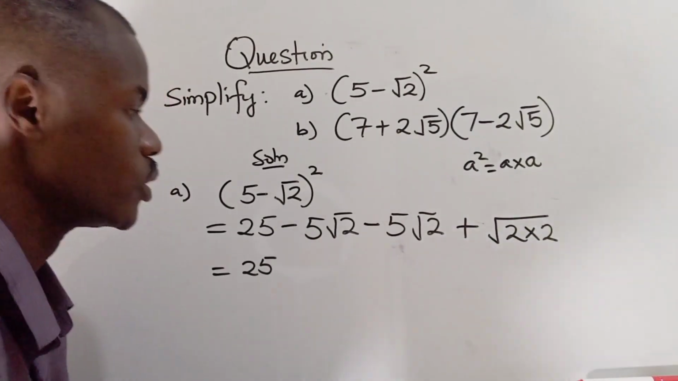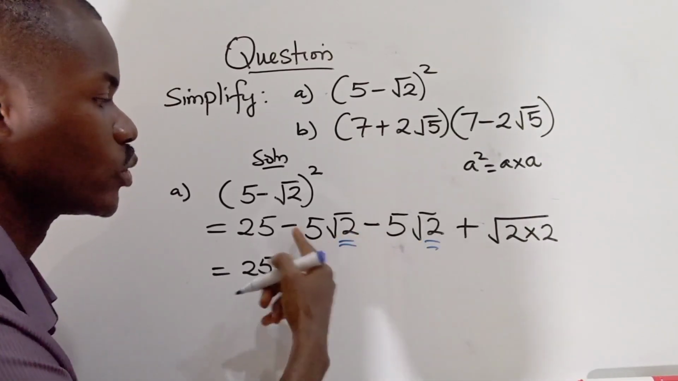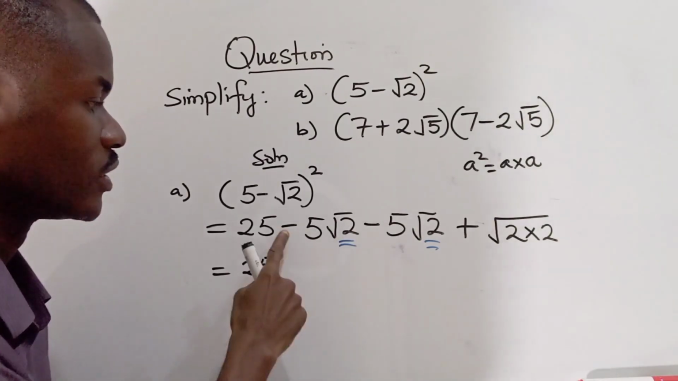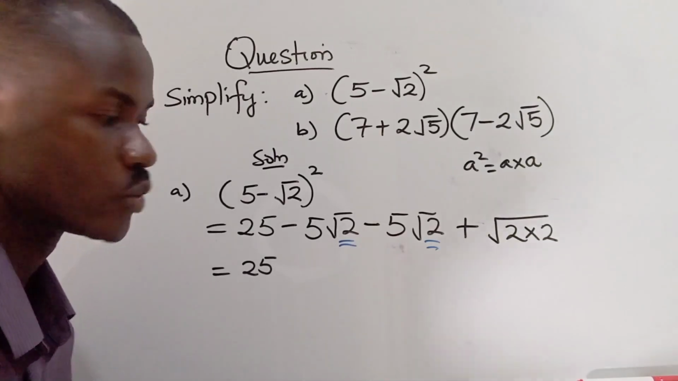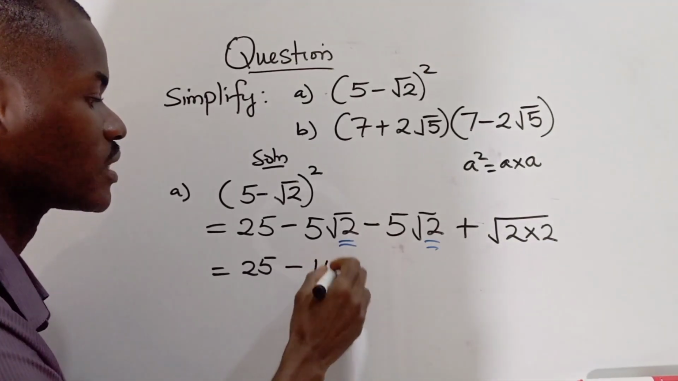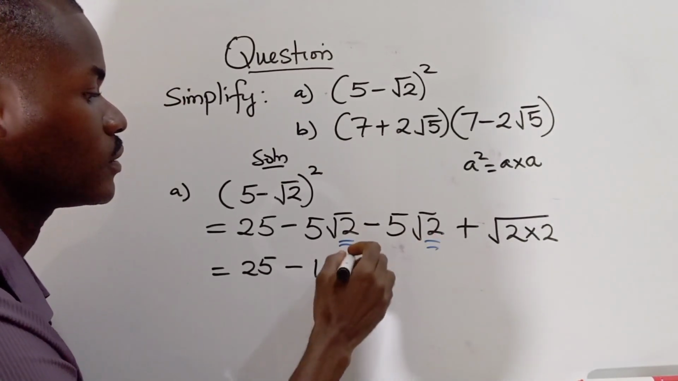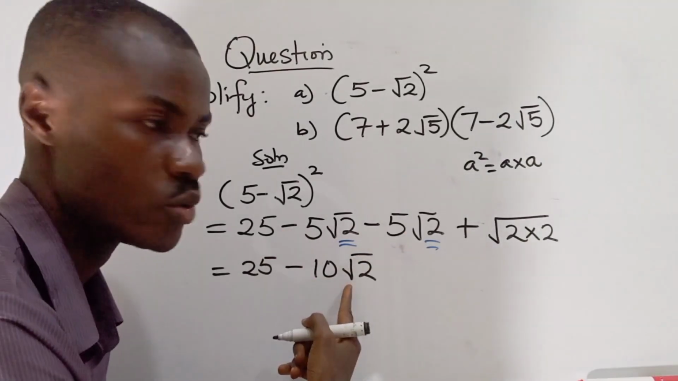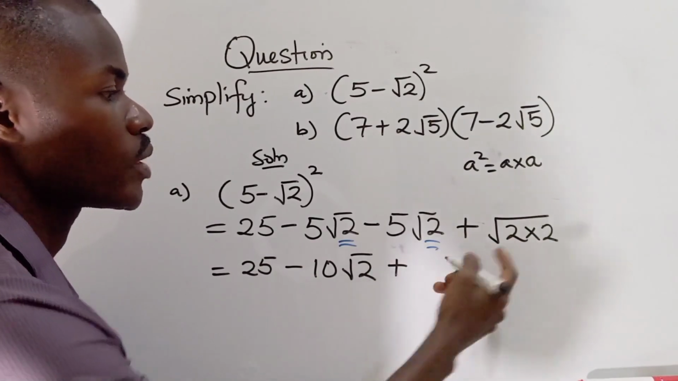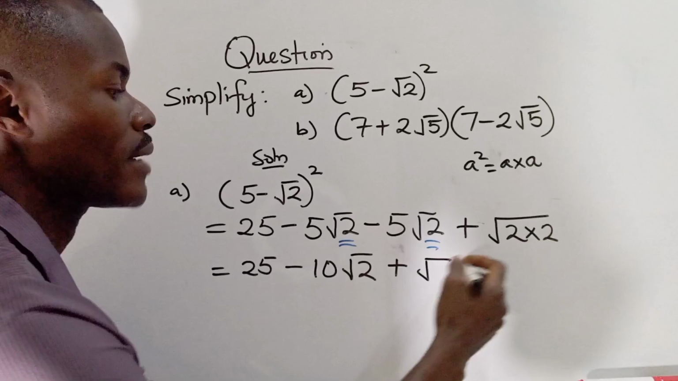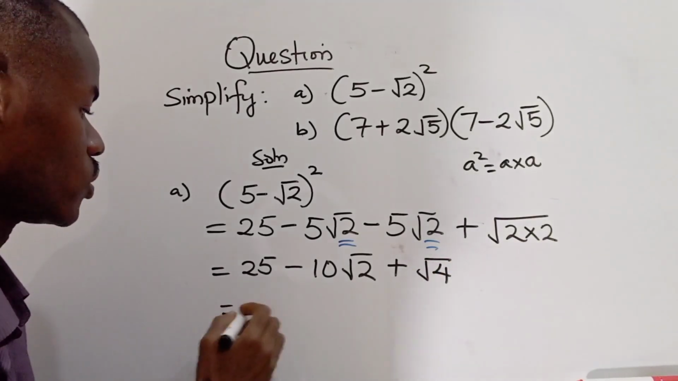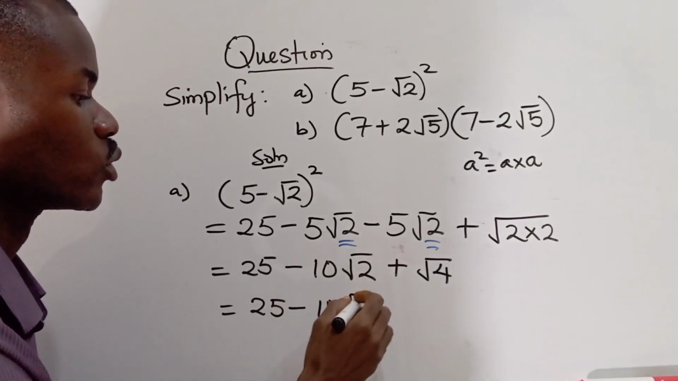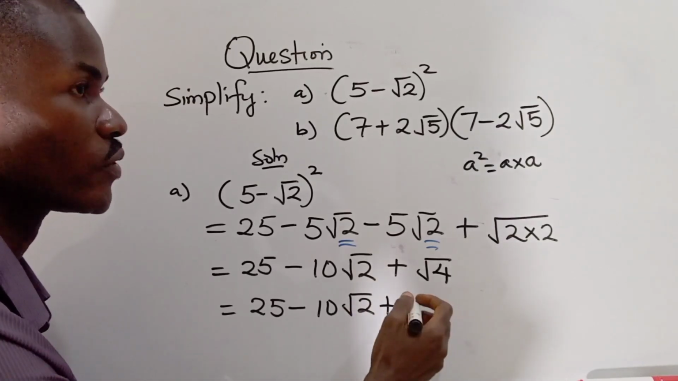What can you observe? You can see that this and this are alike, so we can work on this. Minus 5 minus 5 is going to give us minus 10. Then we can pick one of these root 2. So minus 5 root 2 minus 5 root 2 is minus 10 root 2. Plus, we have square root of 2 times 2, which is 4. This is going to give us 25 minus 10 root 2 plus square root of 4.